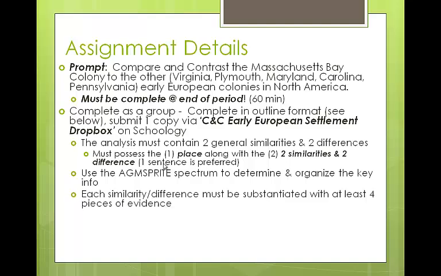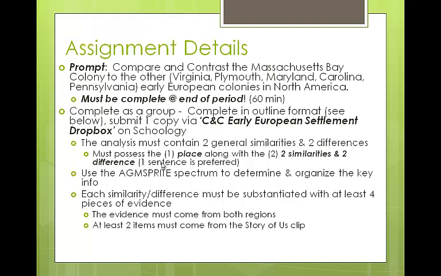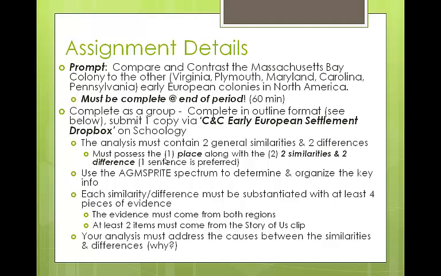Each similarity and difference must be substantiated with at least 4 pieces of evidence. Again, I'll show you how to set that up in a moment. The evidence must come from both regions. Again, I'll show you that a little bit more later. And then finally, at least 2 pieces of information must come from the Story of Us clip that I'm going to show at the very beginning of class. Your analysis must address the causes between the similarities and the differences between the colonies.